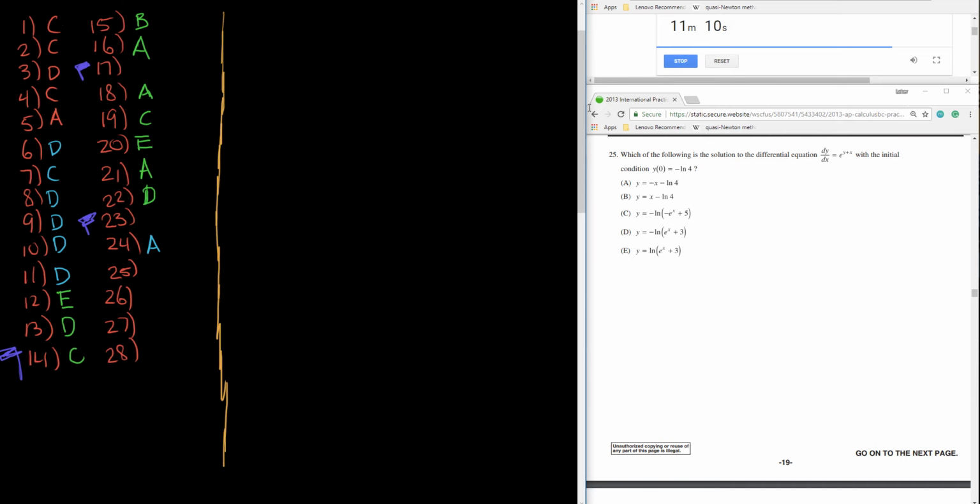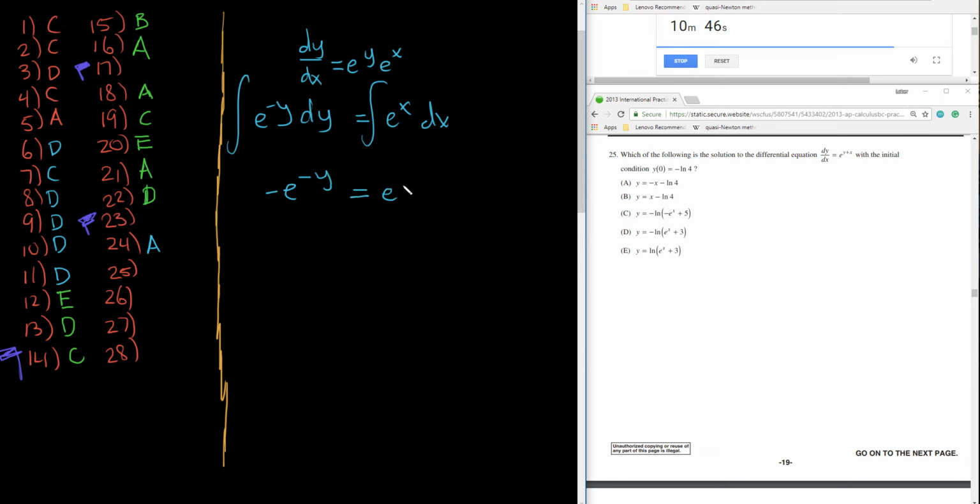Which of the following is the solution to the differential equation dy/dx equals e to the y plus x with the initial condition? Okay, we use separation of variables. dy/dx equals e to the y times e to the x, and we get that e to the negative y dy equals e to the x dx, integral. So negative e to the negative y equals e to the x plus c.